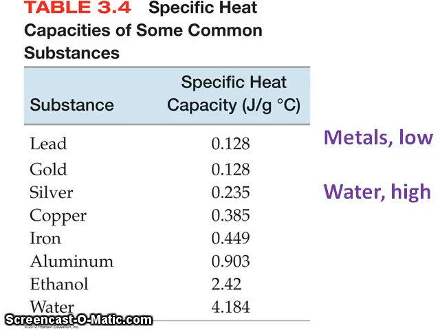Specific heat is a physical property. It is dependent on what substance you have. Water has a very high specific heat. Metals have much lower values.